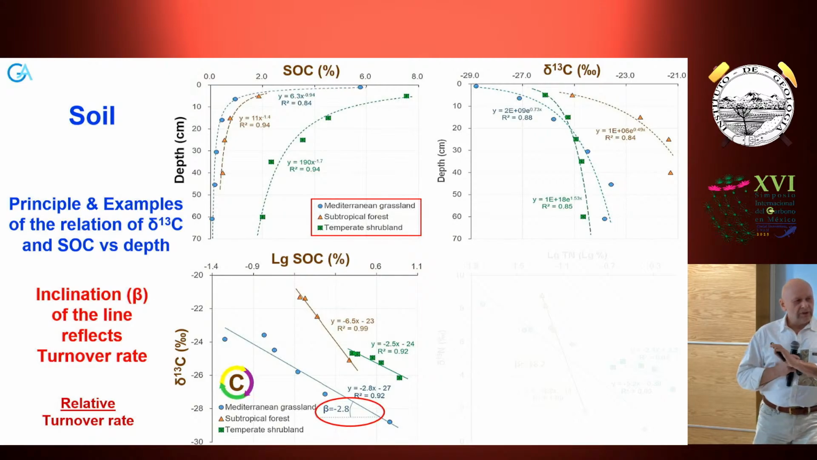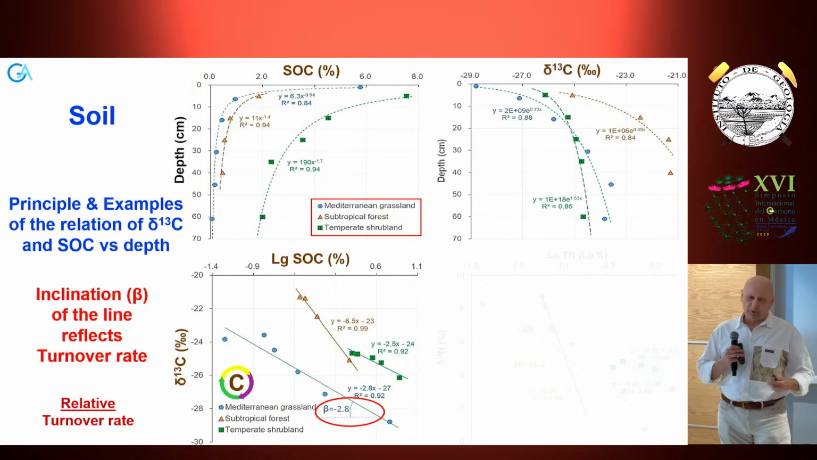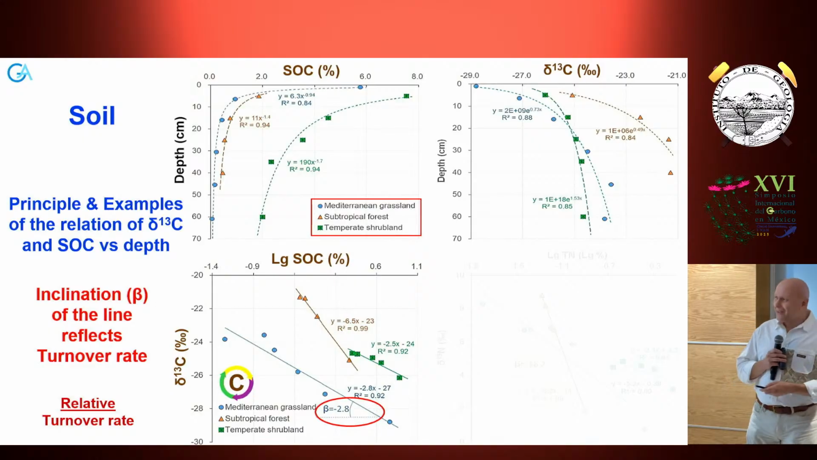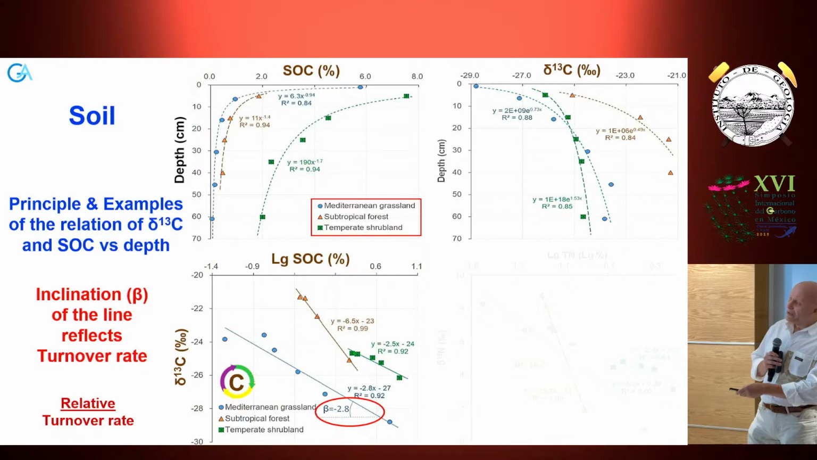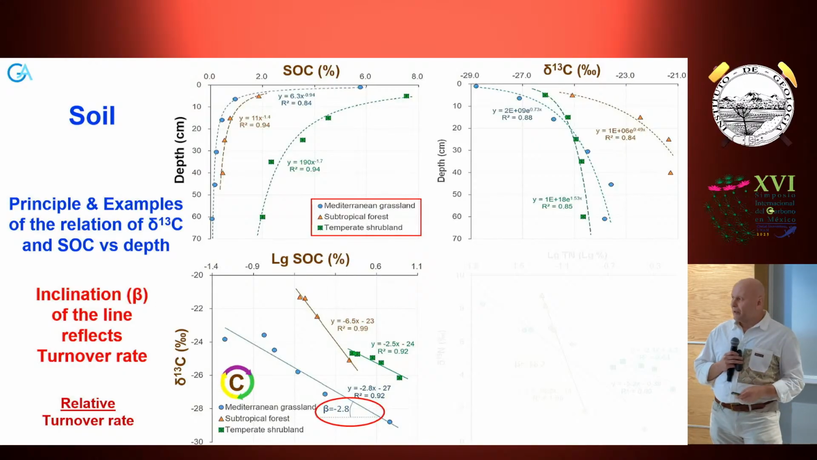This approach was suggested by Regret, not by us, but we use it. Important is that we don't have absolute values, we have just relative turnover rate. It means I cannot tell that the turnover rate of this soil, for example, is 30 years or 100 years, but I can conclude that this soil has faster turnover rate than this soil because this inclination is strong.